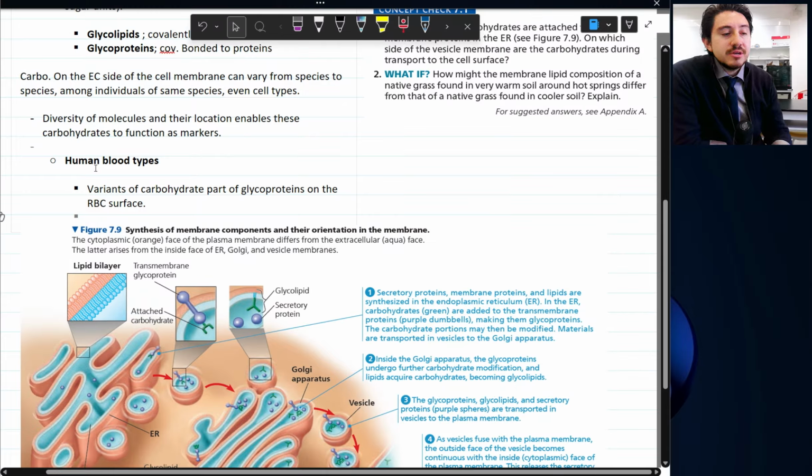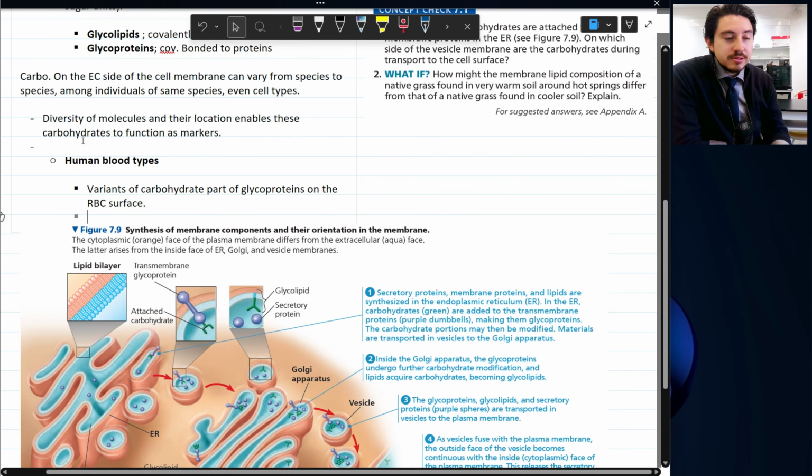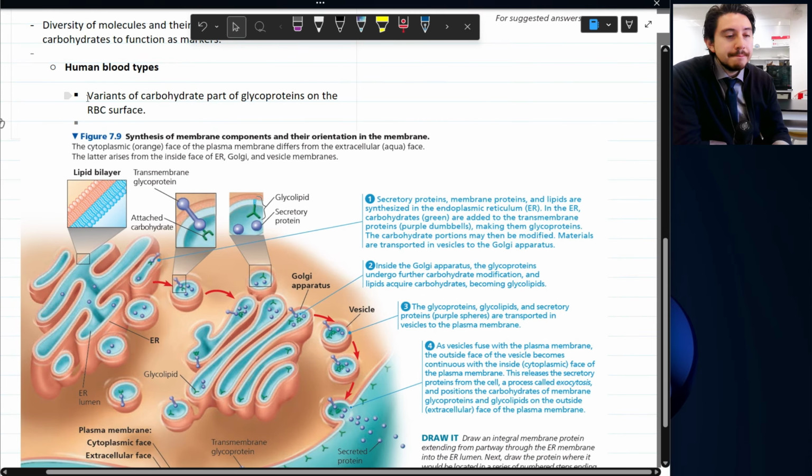So the diversity of molecules and their locations enables such a variety that they can serve as markers. For example, human blood types have variants of carbohydrates on the red blood cell surface that are unique to red blood cells, and that can help medical treatment or diagnosis when you do certain medical analysis. Okay.